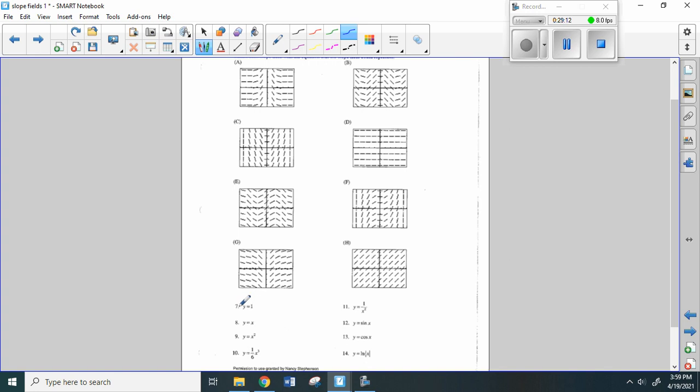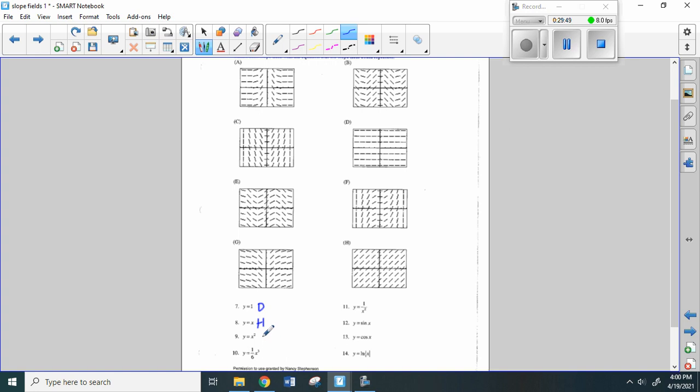But if you look down here at number 7, which one looks like I could draw in the line y equals 1, the horizontal line y equals 1, or y equals any other constant, okay? D is the only one that looks like I could draw horizontal lines in. Number 8, y equals x, okay? So the family would be y equals x plus any constant. All right, but where could I draw in exactly y equals x, which is a diagonal line through the origin, and that looks like it would fit nicely in H, okay?